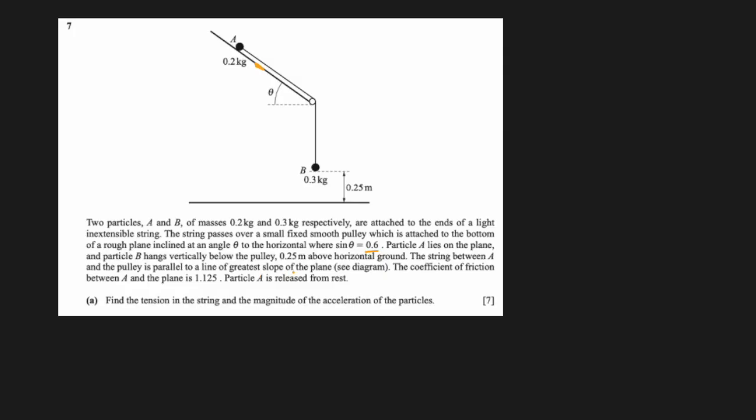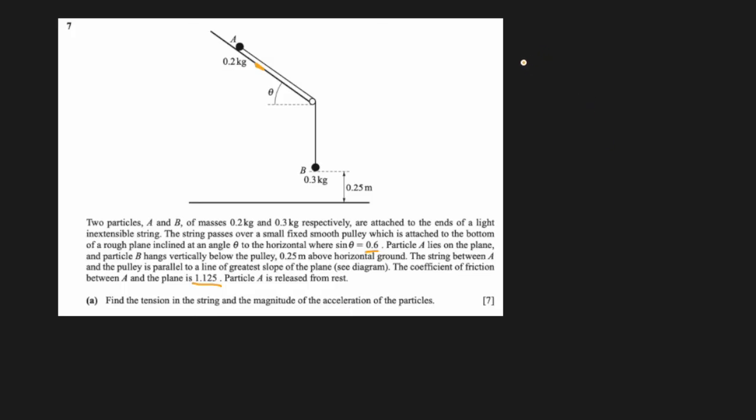And the coefficient of friction between A and the plane is 1.125. Usually the coefficient of friction is not more than 1, but they're saying it is 1.125. That is interesting. Particle A is released from the rest. Find the tension in the string and the magnitude of the acceleration of the particles. So let's find acceleration first.